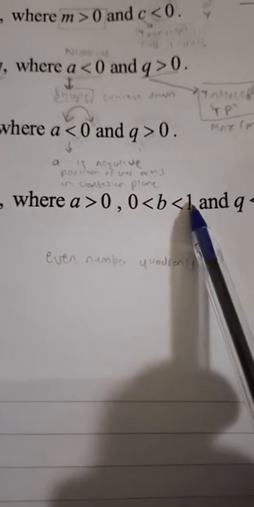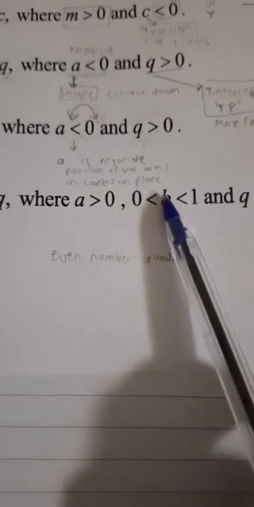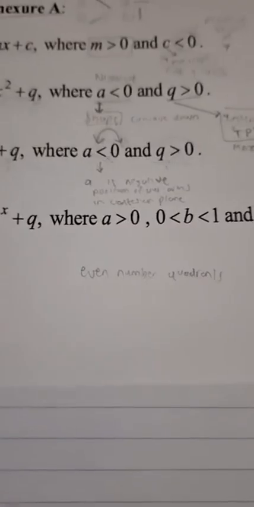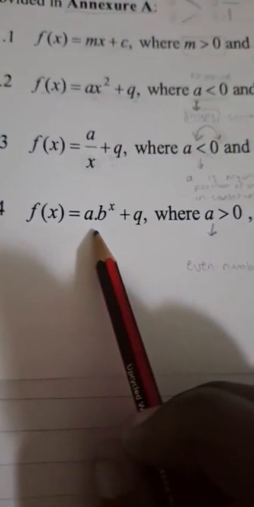Now, look at the conditions, where a is greater than 0, b is between 0 and 1. Please understand, this is b greater than 0 but less than 1. In other words, b is between 0 and 1. And q is less than 0. Now let's look at this. A greater than 0. What does this speak to for our exponential function? This means something completely different. A greater than 0 means that the function is situated above the asymptote.